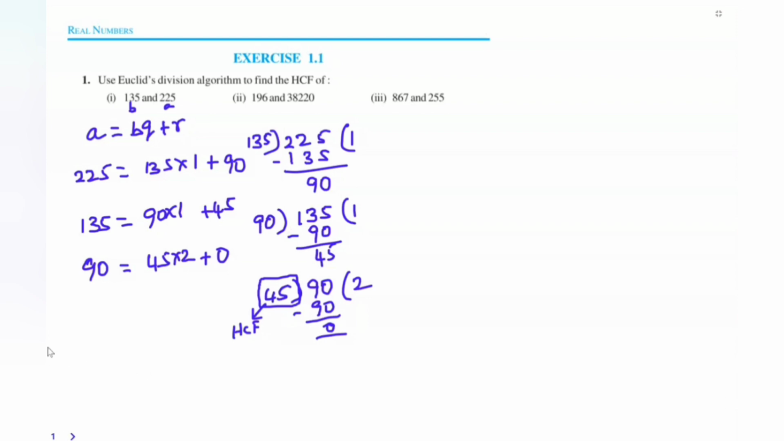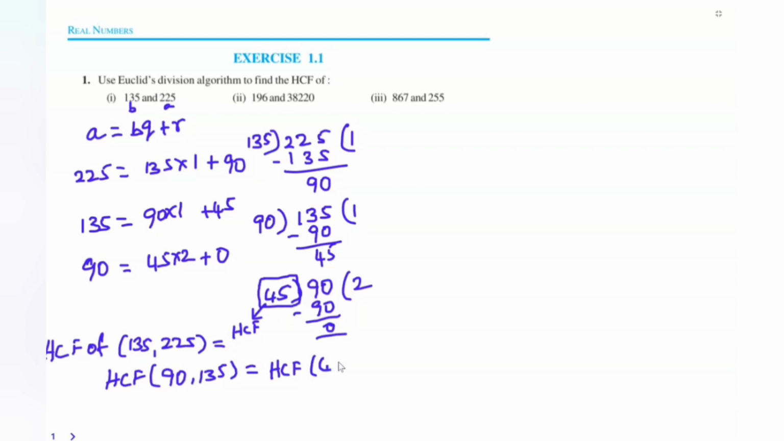So we can write HCF of 135 and 225 is the same as HCF of 90 and 135, which is also the same as HCF of 45 and 90. At every stage, whatever numbers we have taken, all have the same HCF, which is 45 only. So now let us do the second question.